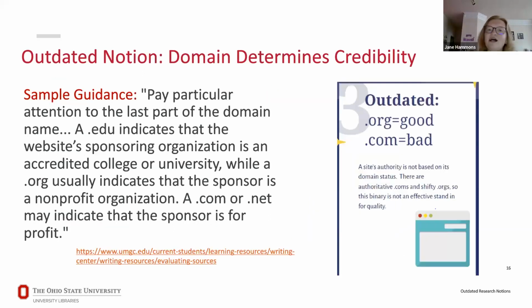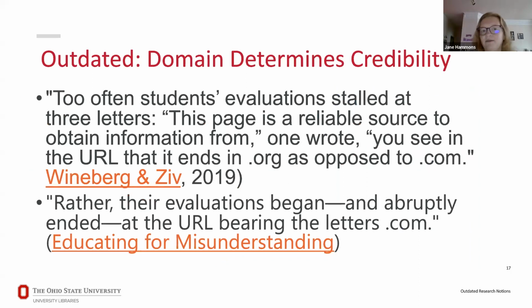All right, so lots of folks mentioned domain. So I won't spend a lot of time on this, but students have gotten a lot of guidance over the years that looking at the domain is a way to determine whether or not a source is credible, right? If it's a .org, it's supposed to be a nonprofit organization and credible. If it's a .com, you shouldn't use it, right? And this guidance has really been something that, from my experience, a lot of students have latched onto as something that they really talk about and really think about.